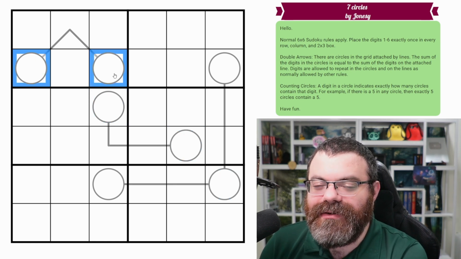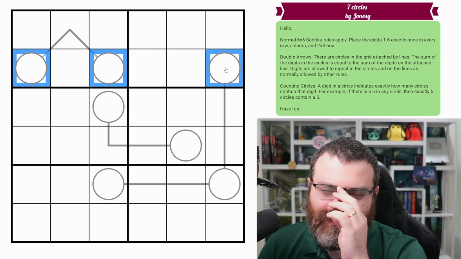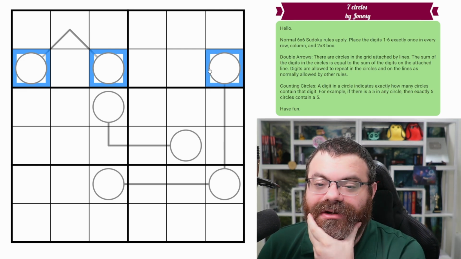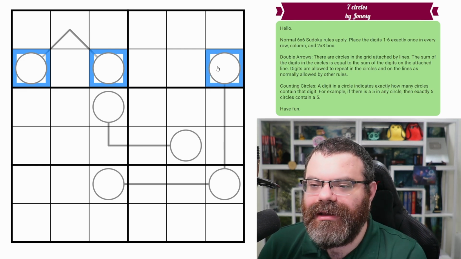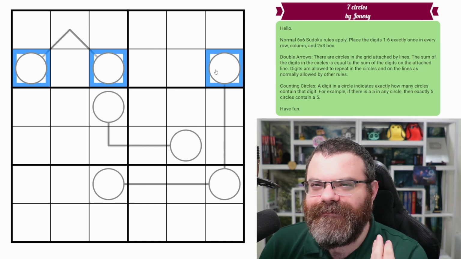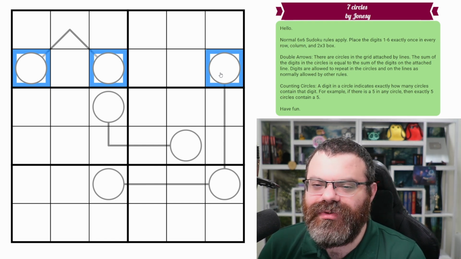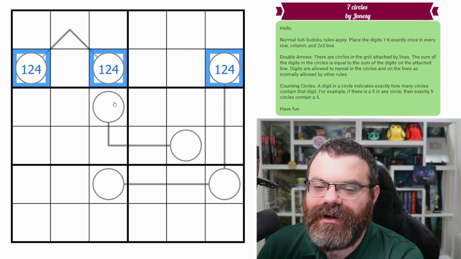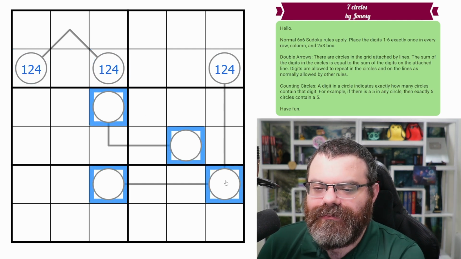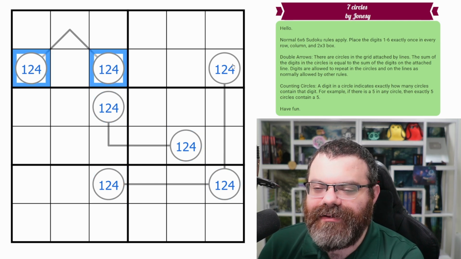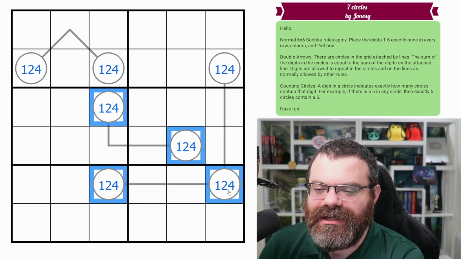So the other thing I know is that these 3 are different digits. So we have at least 3 different digits in our circles, but they add to 7. 3 digits adding to 7 has to be 1, 2, 4. You cannot have 4 unique digits add to 7. 1, 2, 3, 4 already adds to 10. So this is going to be 1, 2, 4. And in fact, naively, all of the circles have to be 1, 2, 4. But I will say that we already know where our 1 is. It's in this row. So none of these are 1.